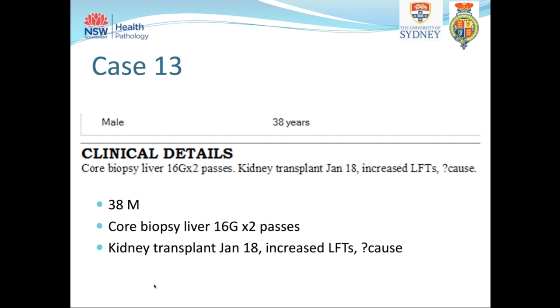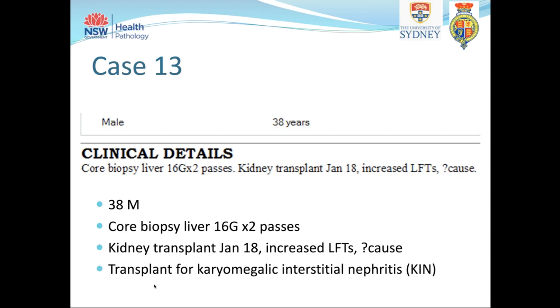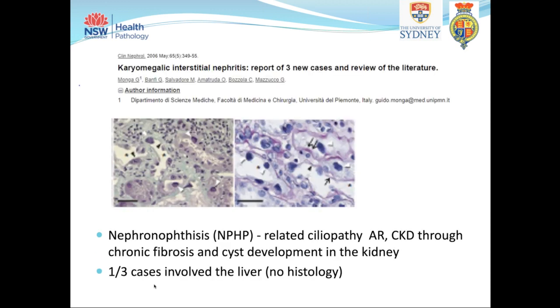And then finally, I haven't found any examples of this case in the literature, but again, just highlighting the importance of clinical history and the advances in genetic testing. So we were told 38-year-old man, abnormal LFTs, and that he'd had a kidney transplant, which was for this rare disease, karyomegalic interstitial nephritis. So this is a really rare disorder, which is an example of a ciliopathy that's inherited in an autosomal recessive manner and causes chronic kidney disease through chronic fibrosis and cyst development.